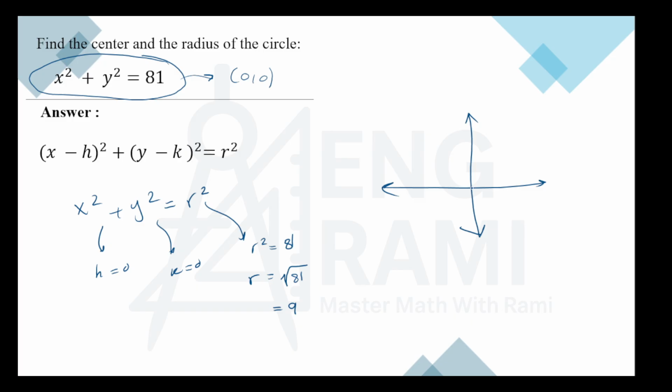You have to draw a circle with center 0, 0, and a radius of 9. And this is 9 and this is 9. It will be in this way. The center is 0, 0, and the radius from here to here is r equals 9.